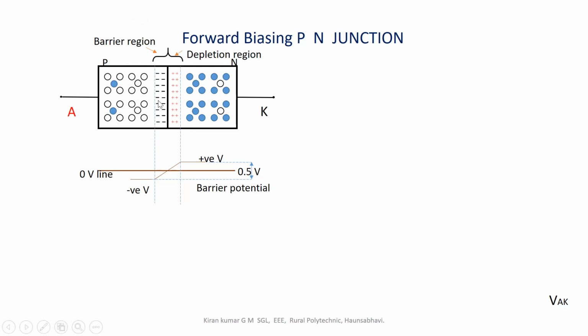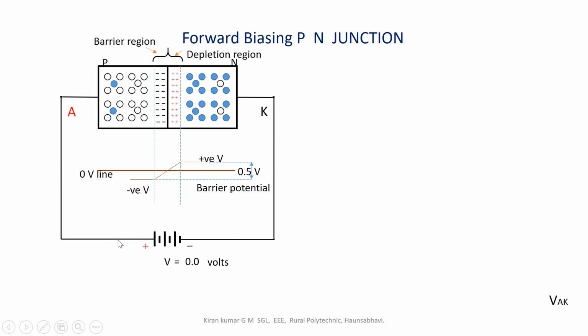Now the next part is to forward bias this PN junction. Biasing can be done in two ways, and one of those ways is forward biasing, and the other one is reverse biasing. We will first see how to make this PN junction diode forward biased. When an external voltage source is connected to this PN junction with the anode connected to the positive terminal of the battery and the cathode connected to the negative terminal of the battery, the diode gets forward biased.